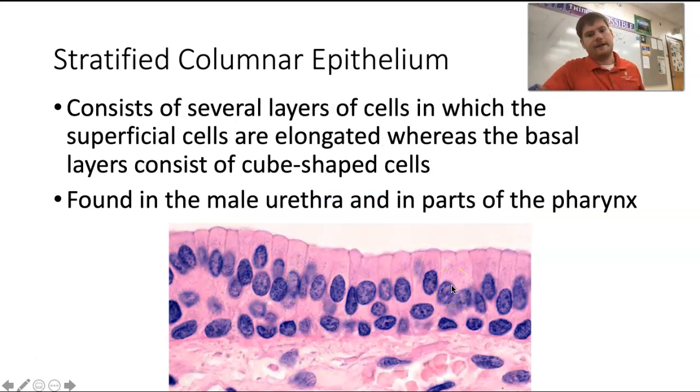All right, stratified columnar epithelium. This consists of a couple different layers, usually about 2, maybe 3 layers of cells, in which the top ones are more columnar. All right, so they're long, elongated. Actually, the bottom ones are more cuboidal, but there are columnar cells, so they are called stratified columnar epithelium. All right, they're in the male urethra and in parts of the pharynx. So the pharynx, that's in the back of your throat.